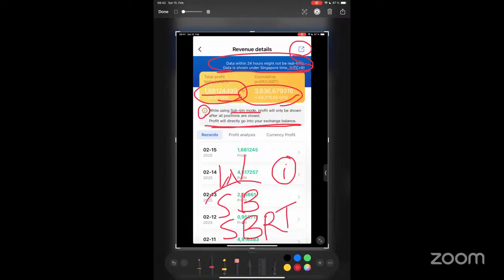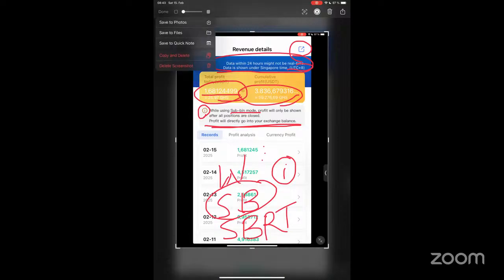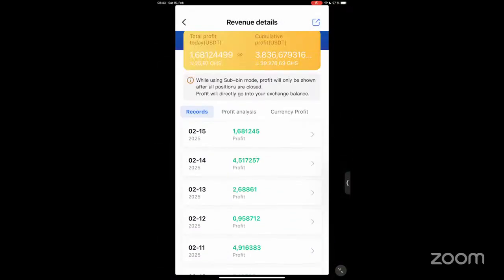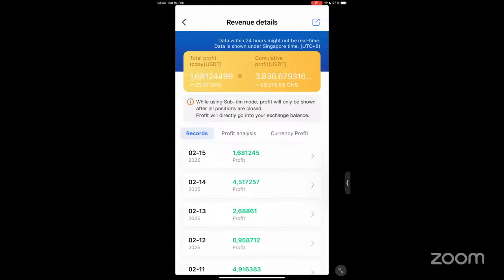So Royalq is referring to the middle one, that if your trade is on that mode, you only see the profit recorded under revenue after all the positions are closed completely. Okay. So that is it. Don't get it twisted. So let's look at the records.